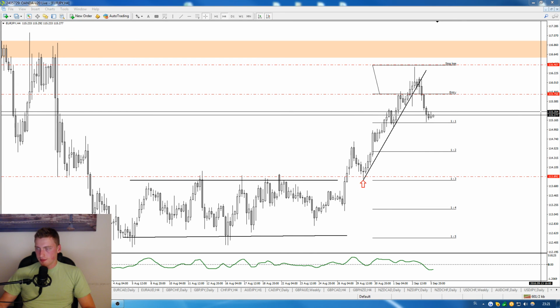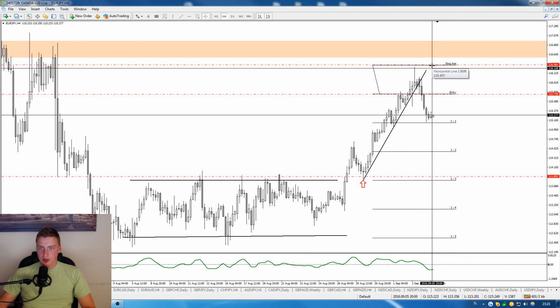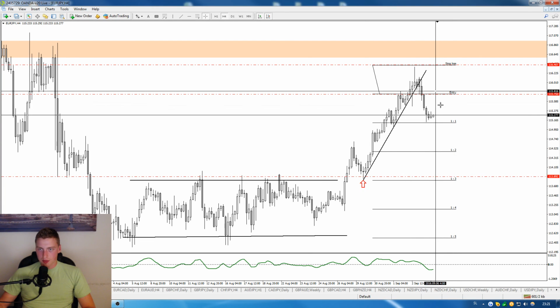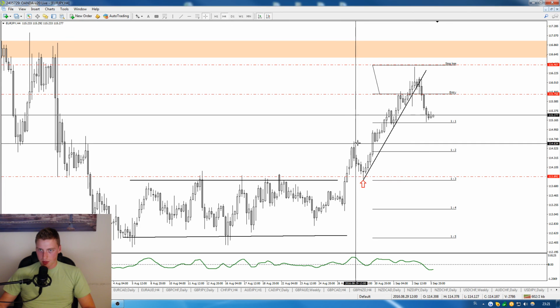Hold on. Yeah, I have. Oh, I have it on MT4 as well. Here's an entry, stop loss above here. So I'm still long here. So it's a hedging trade. My take profit is in this zone, right around here.